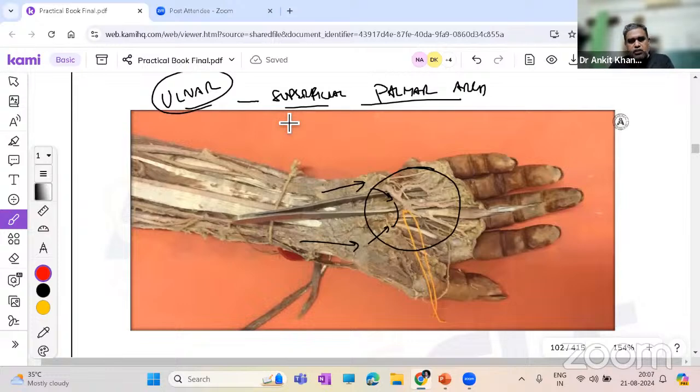So likewise, we have seen some muscle tendons also, not all but important ones, and some vessels and nerves also. I told you how to identify them separately.